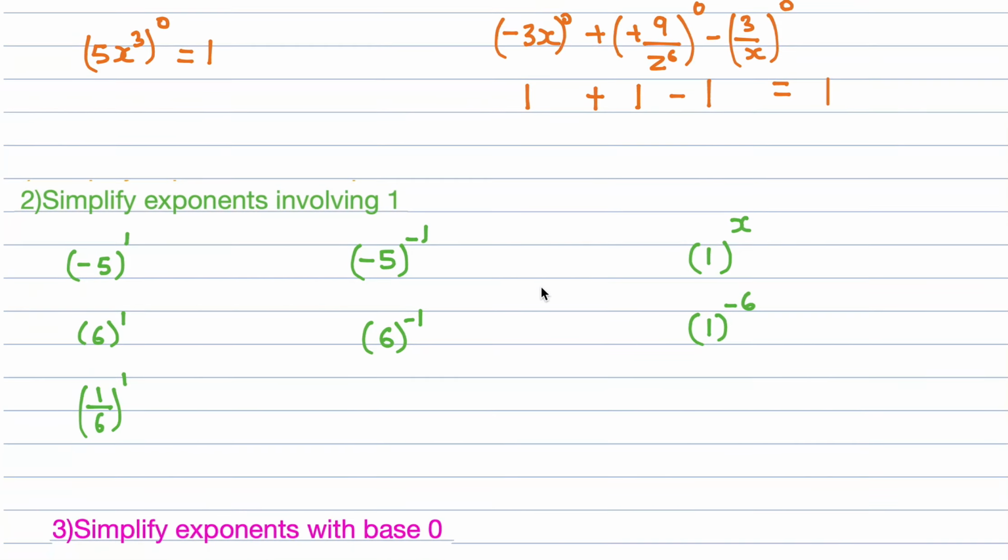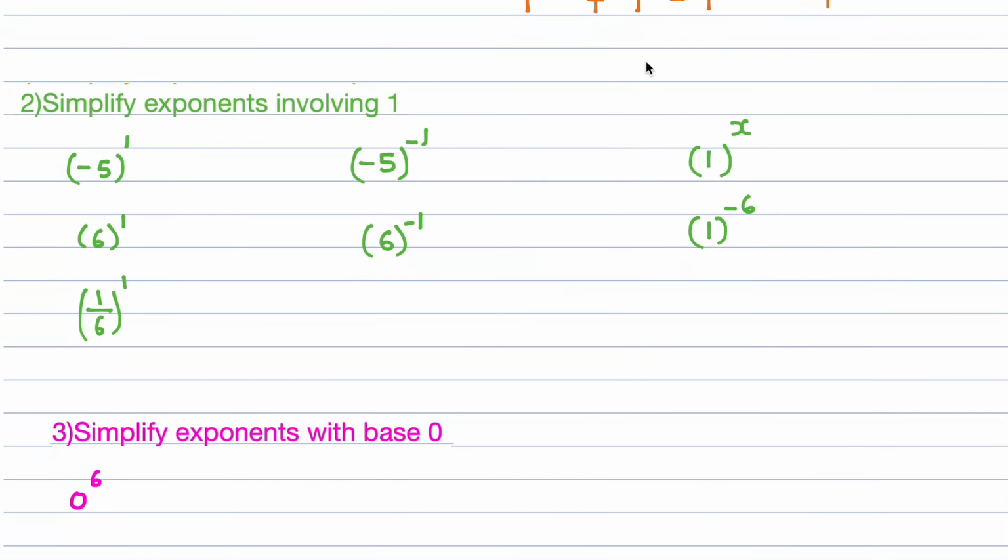Now let's do simplify exponents involving 1. That 1 can be the power or 1 can be the base. 1 can be here as a base or 1 can be here as an exponent, right? So in both the cases, let's see what happens. Whenever it has power 1, it will be the number itself. Why? Because negative 5 is multiplied once, the number itself. So it will be negative 5. 6 raised to power 1 is 6. 1 by 6 raised to power 1 is 1 by 6 itself.